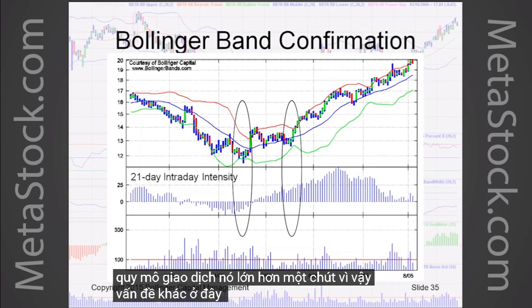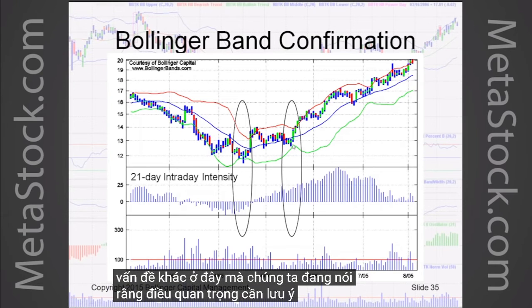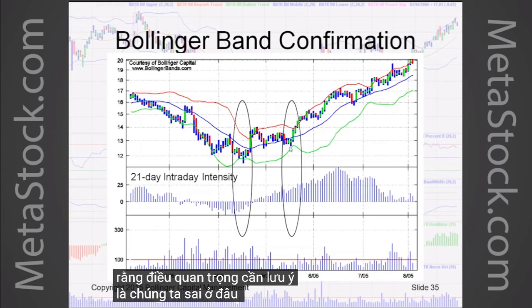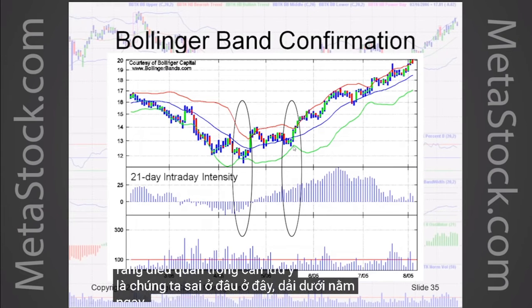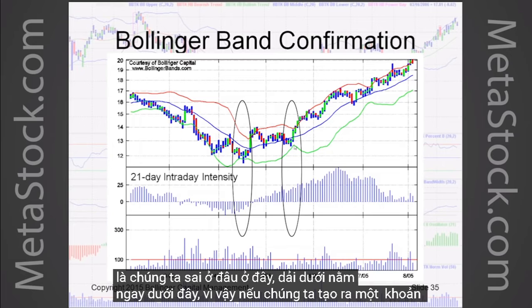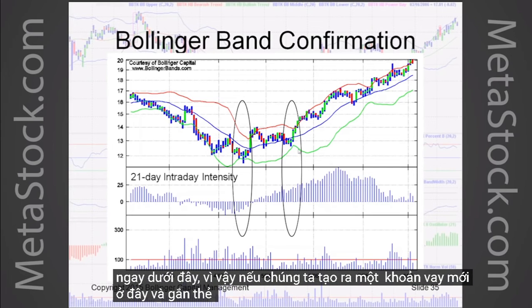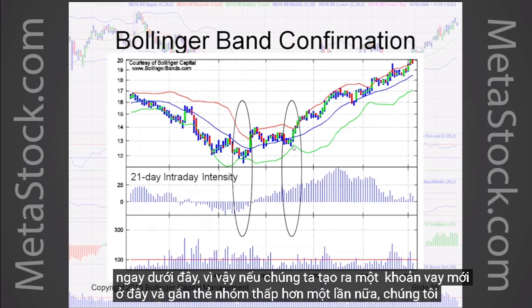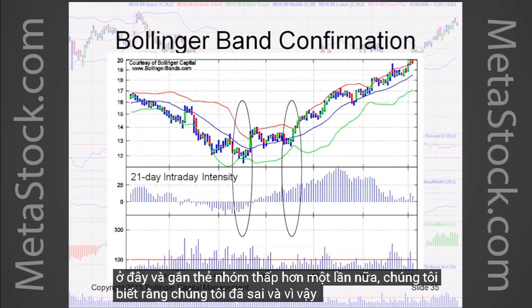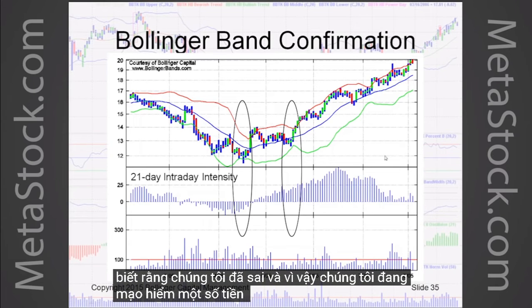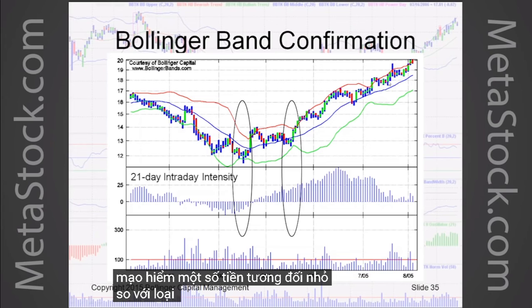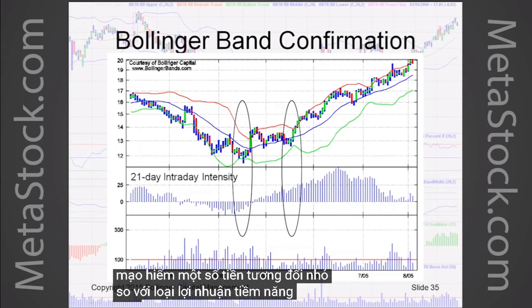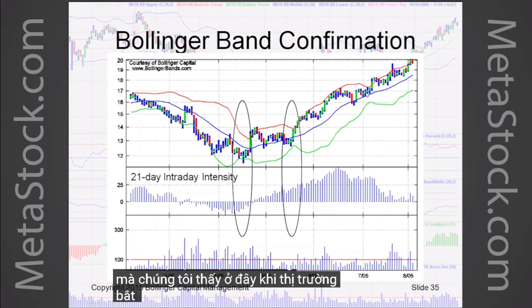So the other piece here that's important to note is where we're wrong. Here, the lower band is right down here, so if we make a new low here and tag the lower band again, we know that we're wrong. And so we're risking a relatively small amount in comparison to the sort of potential gain that we see here as the market erupts into a rally.